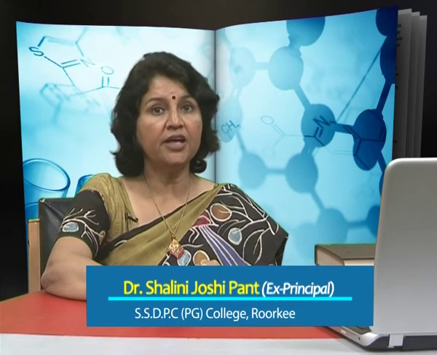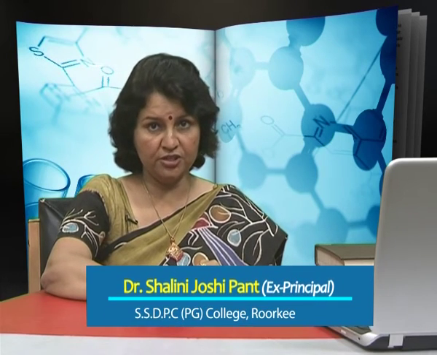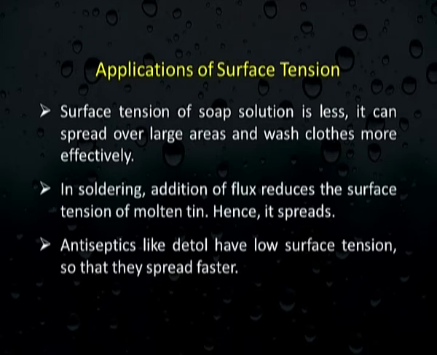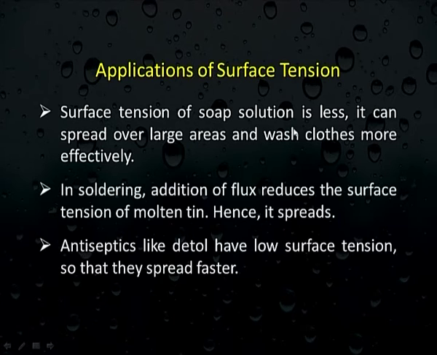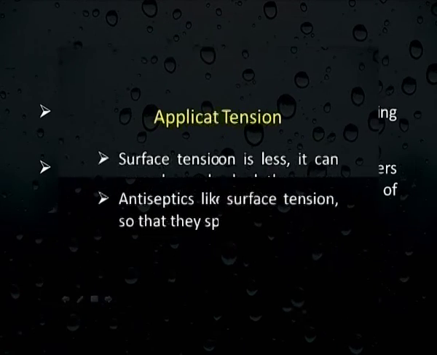Now after learning the determination of the surface tension, we will see the applications of the surface tension. The surface tension of soap solution is less. That is why it can spread over large areas and wash clothes more effectively. In soldering, the addition of flux reduces the surface tension of molten tin. Hence, it spreads well and will do its action properly. Antiseptics like Dettol have low surface tension, therefore they spread faster and kill germs more effectively.